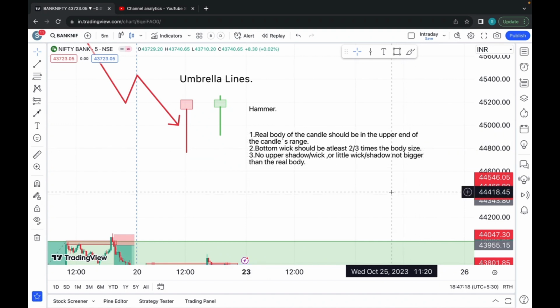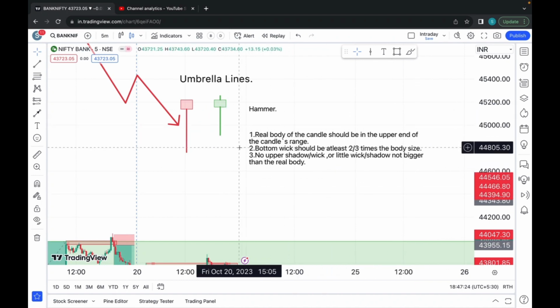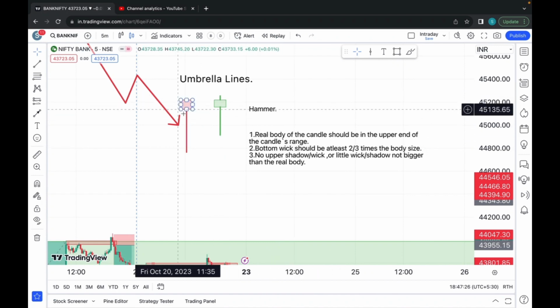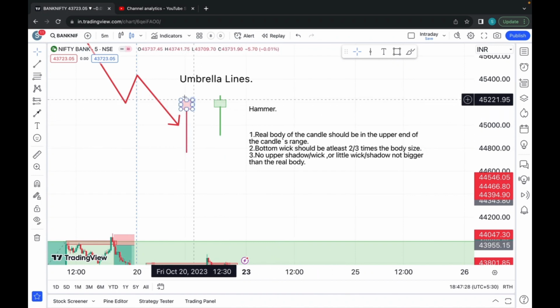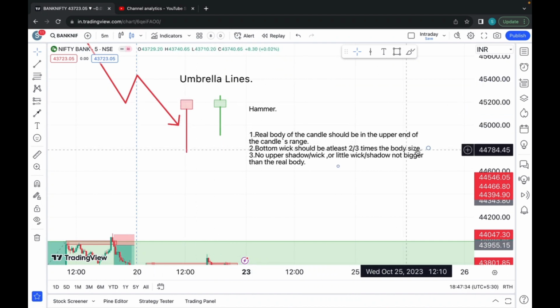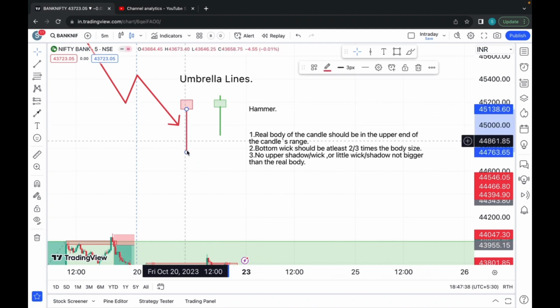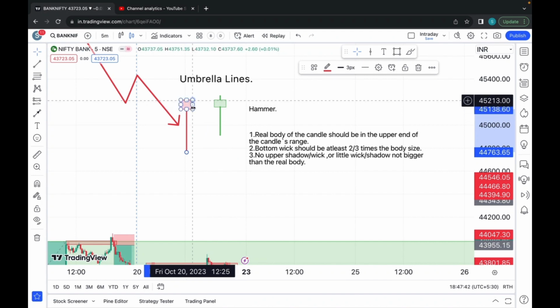So these are the 3 points that you need to remember with the candlestick pattern. The first point is, the real body of the candle should be in the upper end of the candle range, which means this. You need to see a candle's real body towards the upper part of your entire candle's range. Second thing is, the bottom wick should be at least 2 to 3 times the body size. So this lower shadow or wick should be at least 2 times the size of this real body.